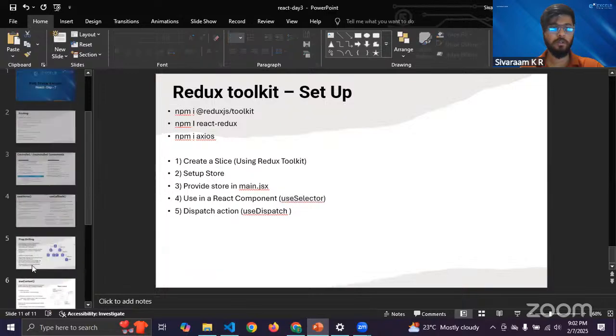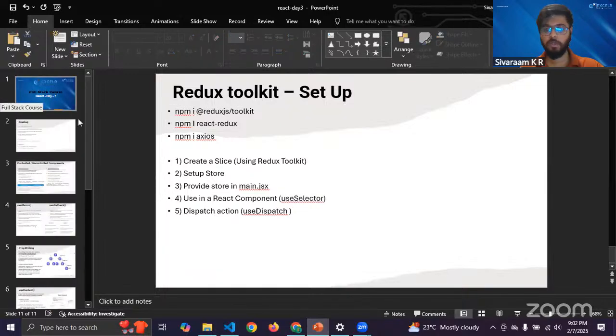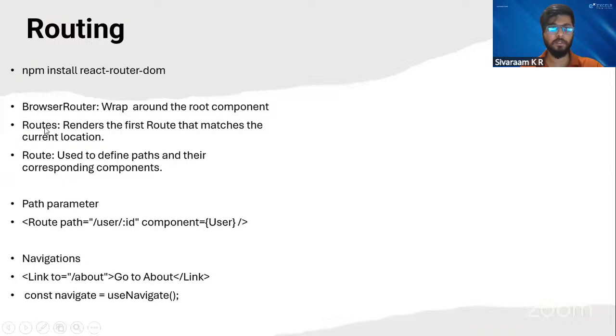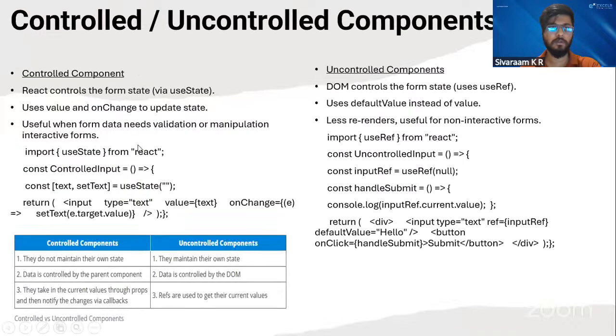So we went through all the topics, I guess. I'll just give a quick revision. It's already 9. So we understood what is routing. For routing, you use React Router DOM. And then you create BrowserRouter, Routes and Route, and then Link, and then how you set up navigation. Second is controlled and uncontrolled. In controlled, the form data is handled through states, whereas in uncontrolled, the form data is handled through refs.